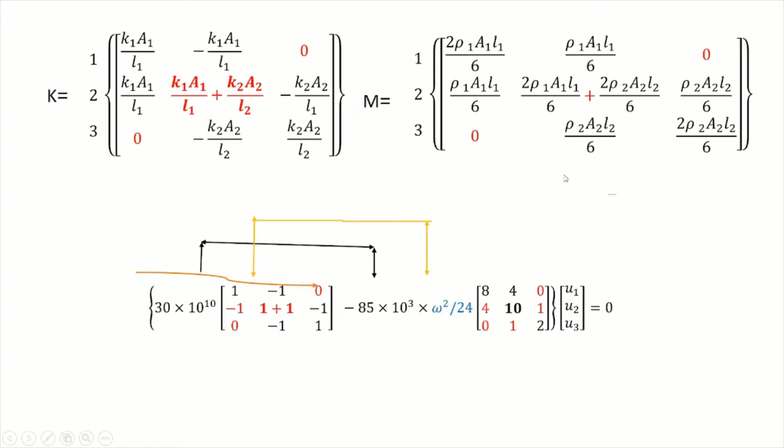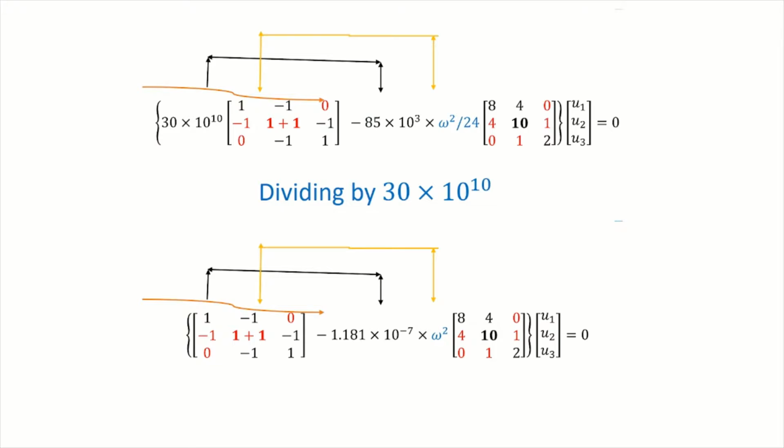What I have done here: 13 into 10 to the power 10. If you see in the previous one, 13 into 10 to the power 10 is common, and 8500 is taken as common from here. So our final resultant matrix will be like this, which we have successfully obtained here. Got it? K minus M omega square, it is equated to 0. For eigenvalue problems, we equate it to 0 to get the desired result.